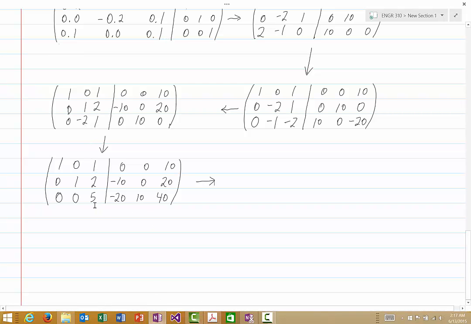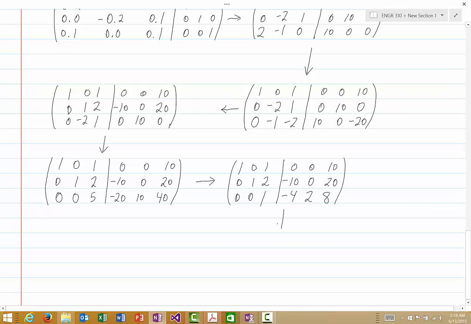And now let's divide the third row by 5. So we have 1, 0, 1, 0, 0, 10, 0, 1, 2, negative 10, 0, 20, 0, 0, 1, negative 4, 2, 8.